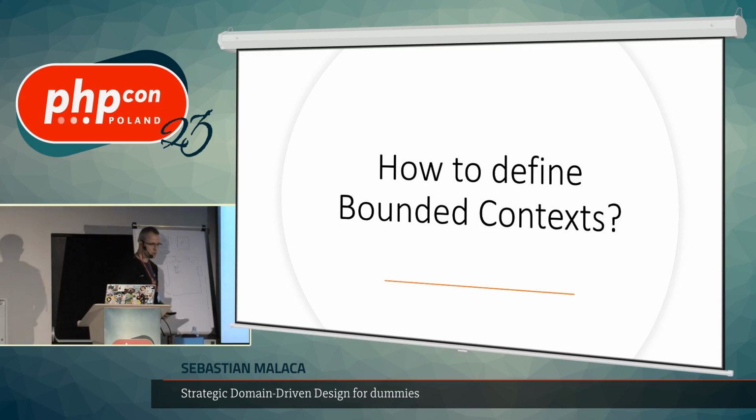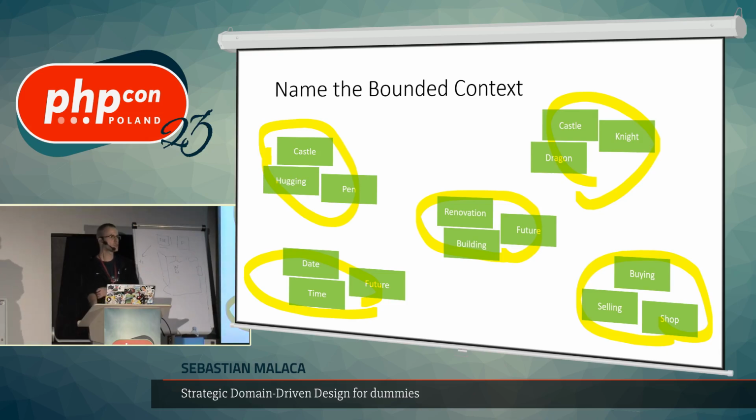Before we go to another try with our repository, I want to share with you a couple of hints on how to define bounded contexts. So firstly, try to name it. Really, try to name it. Whenever I'm finding a group of objects that seems to be working together, I'm trying to find a name. Because sometimes I have no clear name.